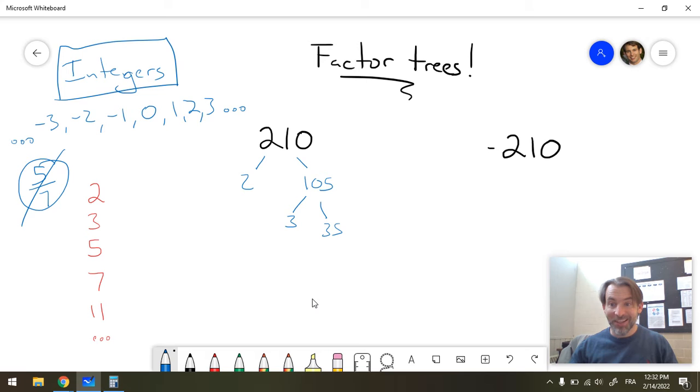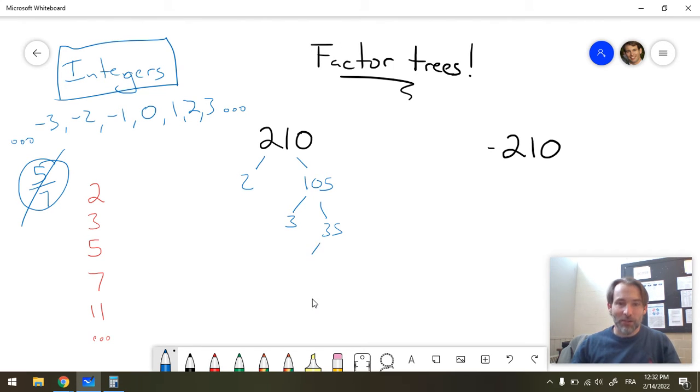But 35, let's test it. Is it divisible by 2? No, it's not even. Is it divisible by 3? No, because 3 plus 5 is 8, and 8 is not divisible by 3. Is it divisible by 5? 35? Yes, it is, because it ends in a 5 or a 0, so it's divisible by 5.